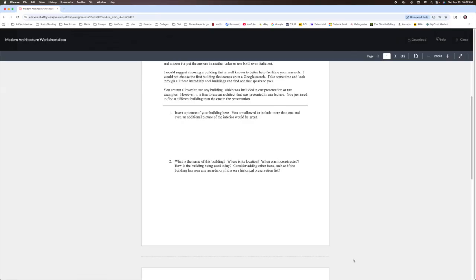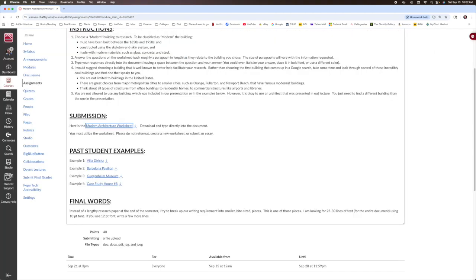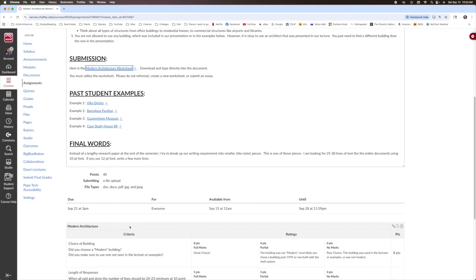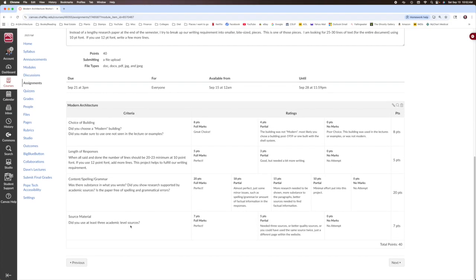Now, by the time you're done, you should have roughly anywhere from 25 to 30 lines of text, and that's somewhat equivalent to a 1-page essay. So that's really what I'm looking for as far as the length of this project goes. It's worth 40 points, and I have the breakdown of the rubric down below, how that filters out. So let's head back to the module.